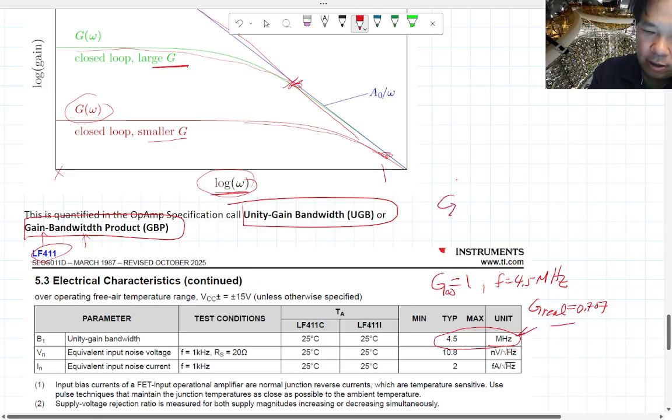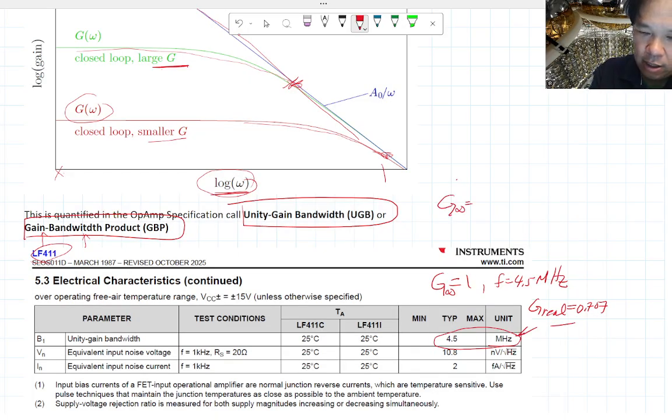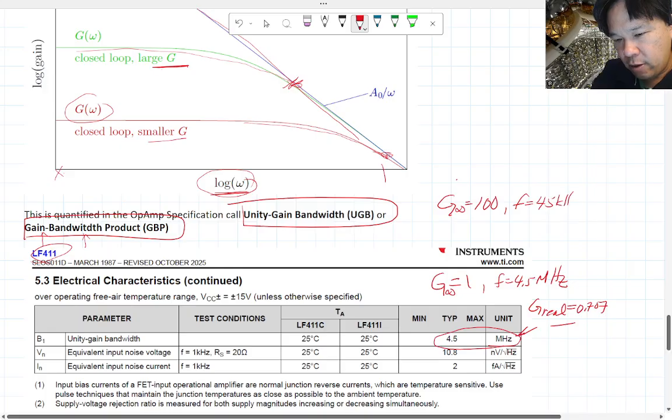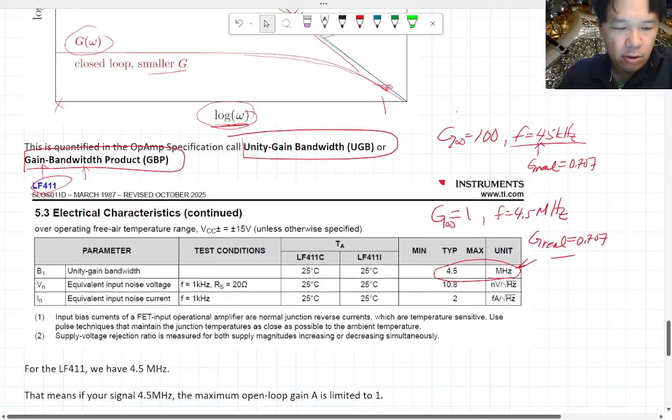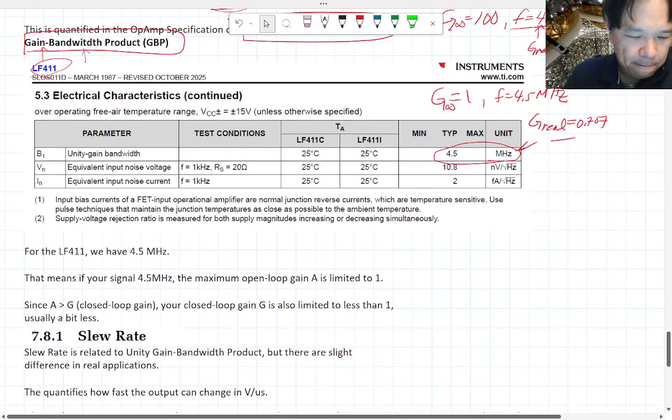This gets worse if you're trying to do a gain of, let's just make a bigger one, 100. When your frequency gets to what's 100 times less than this, 45 kilohertz, at this point you are already getting a real gain of 0.707. So you're limiting yourself in frequency if you have bigger gain, so you have to balance the two when you're designing your amplifier.